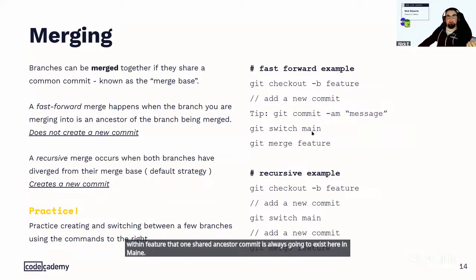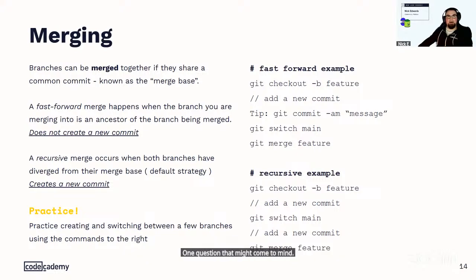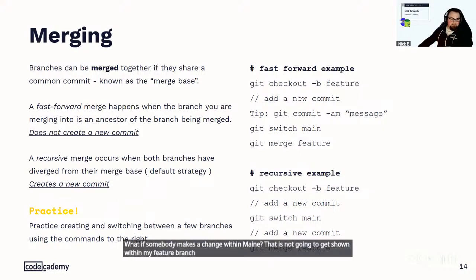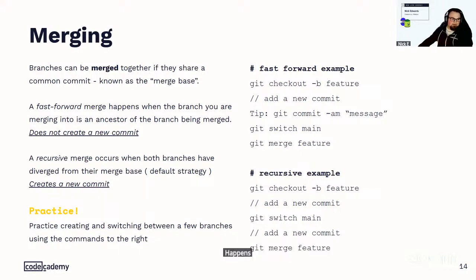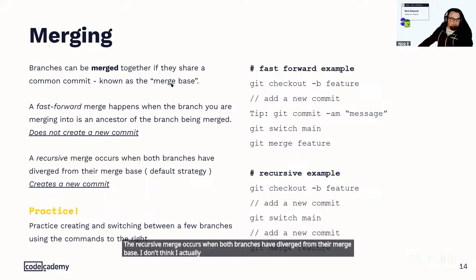One question that might come to mind is what happens if, after I check out from main, somebody makes a change within main that is not going to get shown within my feature branch because I checked that out before they added the code? Happens all the time. This is where a recursive merge comes into play. A recursive merge occurs when both branches have diverged from their merge base. I don't think I actually talked about the merge base, but this is what I mean by merge base. It's just that common commit. That's their ancestor commit, their merge base. You can think of it as all the same.